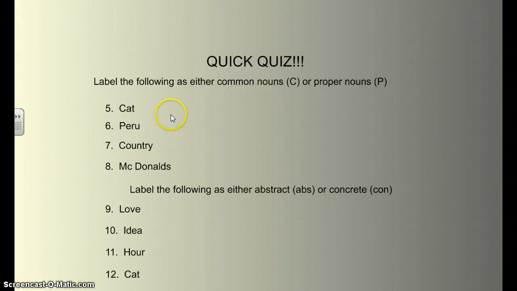So, quick quiz. Label these top ones as either common or proper, and label these bottom ones as abstract or concrete. I'll give you 10 seconds.